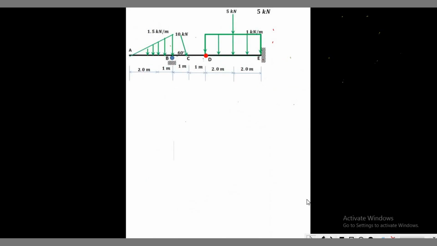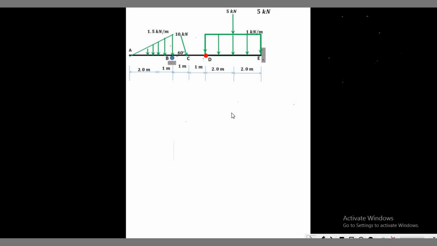Another problem. Another illustration. I think this is the last for beams. Nasa beams pa lang tayo. And so for this beam, again at point D, that is an internal hinge. Then, meron tayong different loadings. So, ang unang gagawin natin is to determine the external loads.